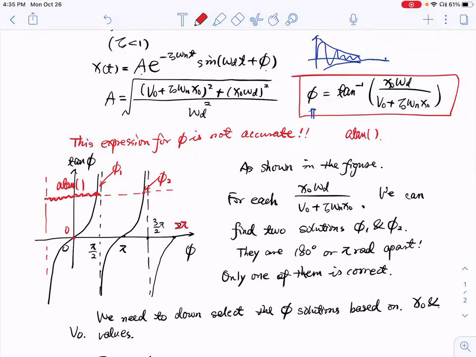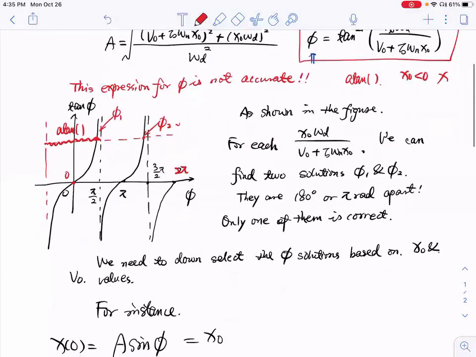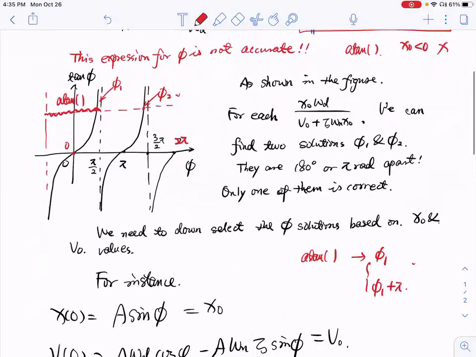This arctangent works whenever your x naught is greater than 0, whenever you have a positive initial displacement. But if your x naught is smaller than 0, then it's actually wrong, because phi2 is the solution you want. So if you use these equations to calculate your phi, always remember arctangent is going to give you phi1. There is another potential solution, which is phi1 plus pi. You have to pick one out of these two, and only one of them is correct.